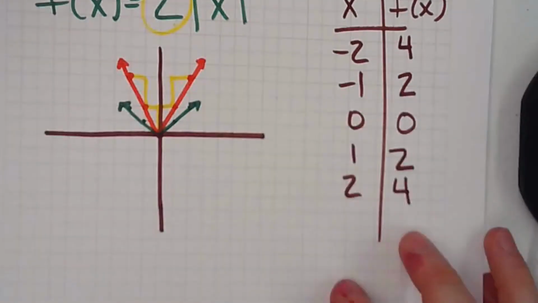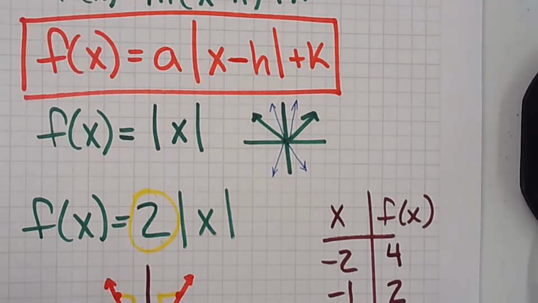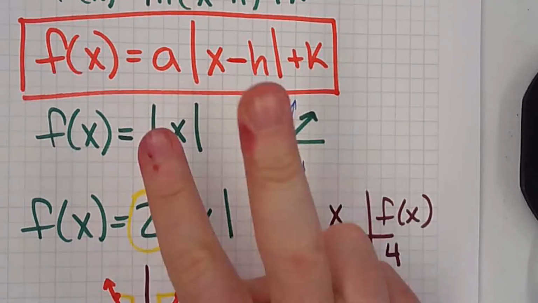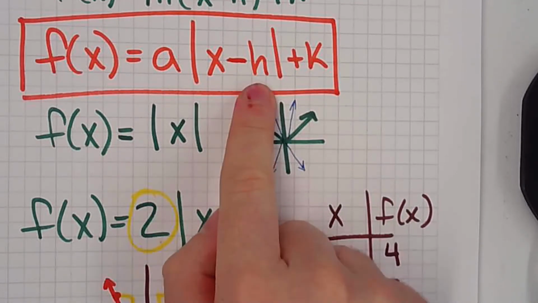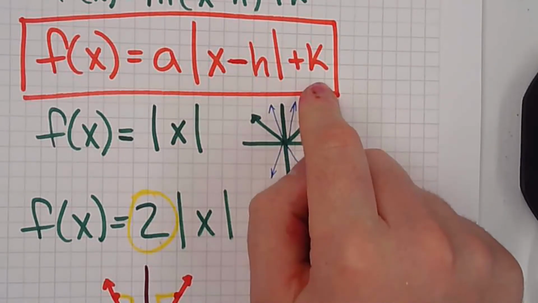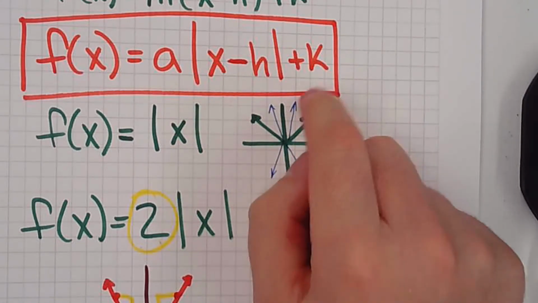Let's talk about k. K is really easy because h has a minus sign next to it. That's why we do the flip in our head, right? A negative number sends it to the right. A positive number sends it to the left. For k, it's just whatever it tells you. So if I have a plus 3, it's going to move it up 3. And if I have a minus 3, it's going to move it down 3.